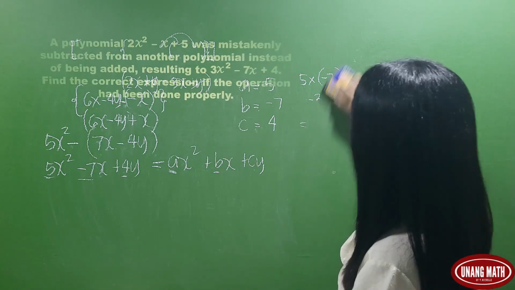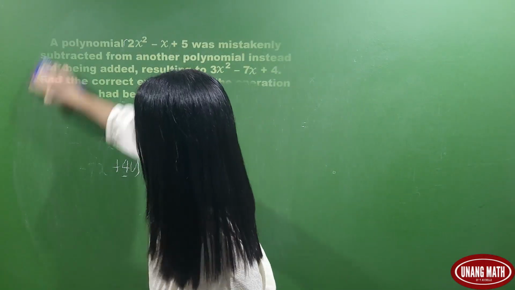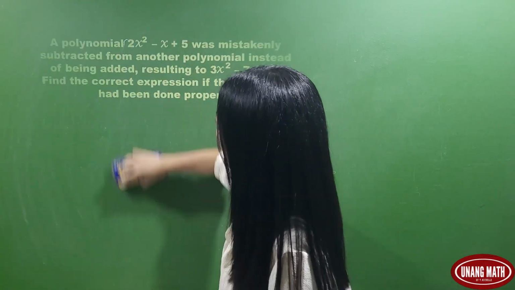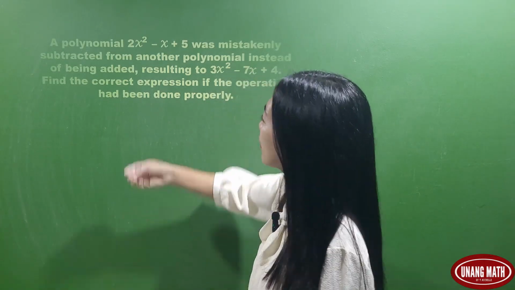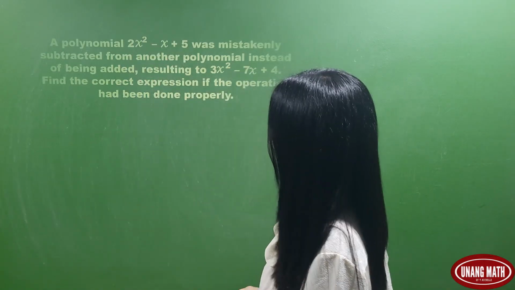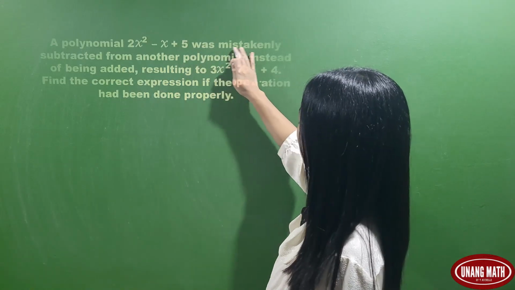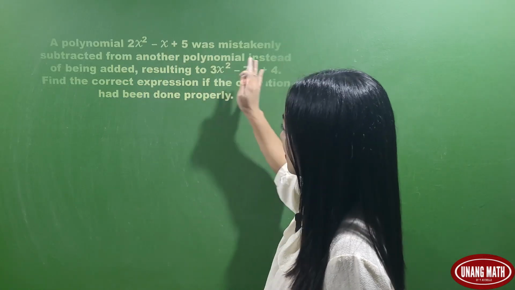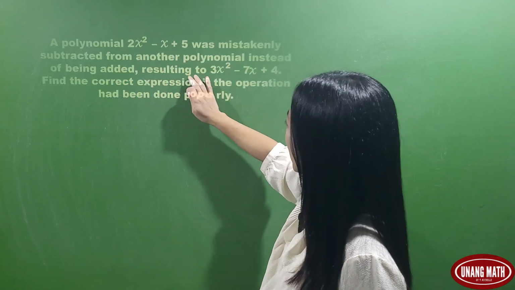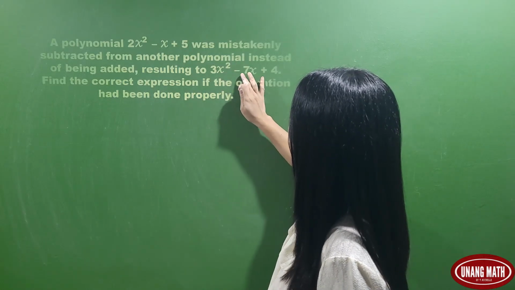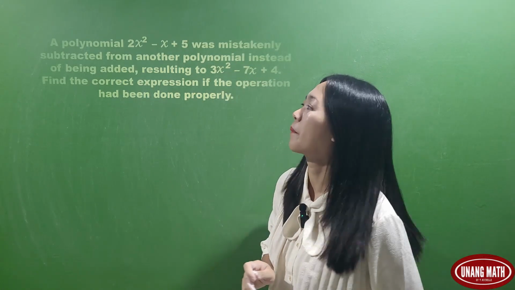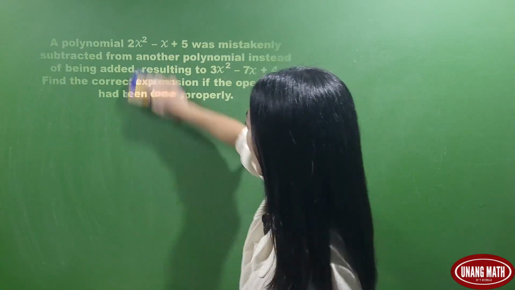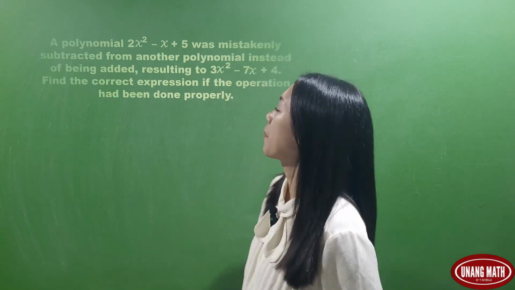Okay, and for our last problem, let's also try to answer this one. A polynomial 2x to the power of 2 minus x plus 5 was mistakenly subtracted from another polynomial instead of being added, resulting to 3x squared minus 7x plus 4. Find the correct expression if the operation had been done properly.